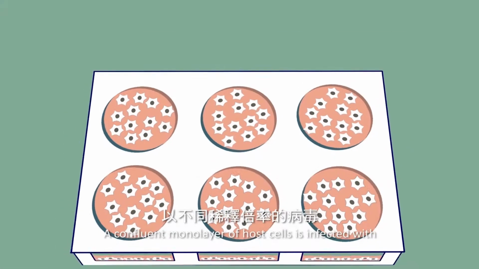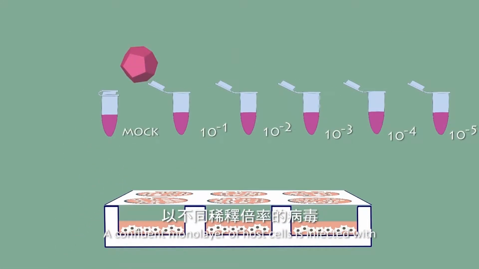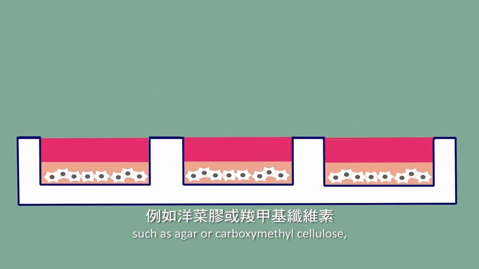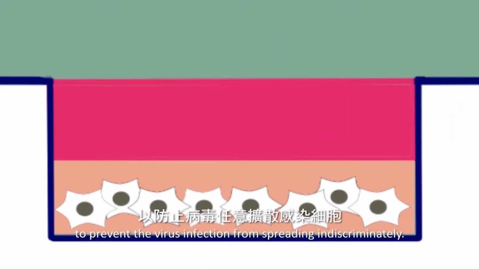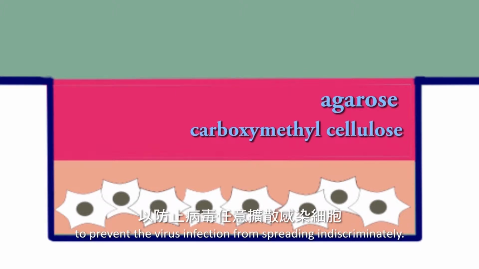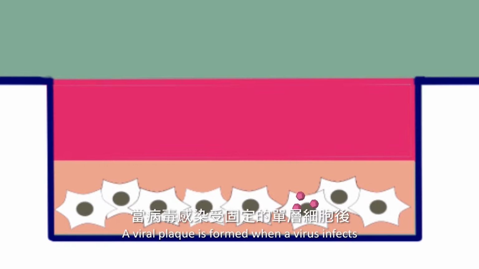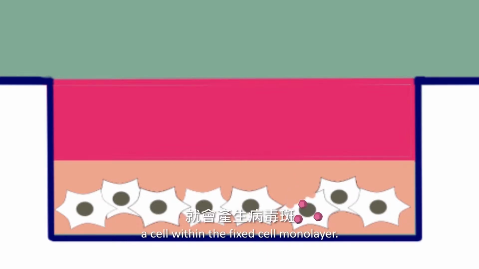A confluent monolayer of host cells is infected with the virus at varying dilutions and covered with a semi-solid medium, such as agar or carboxymethyl cellulose, to prevent the virus infection from spreading indiscriminately. A viral plaque is formed when a virus infects a cell within the fixed cell monolayer.